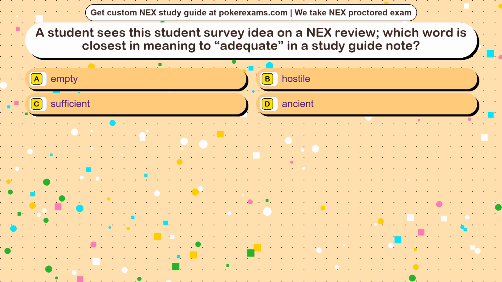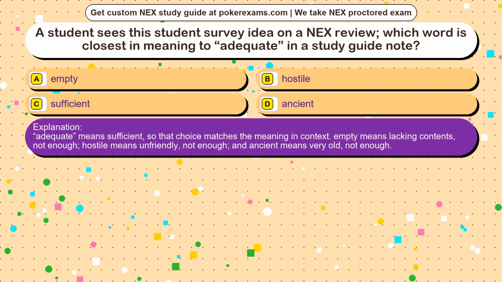The correct answer is option. Adequate means sufficient, so that choice matches the meaning in context. Empty means lacking contents, not enough. Hostile means unfriendly, not enough. And ancient means very old, not enough.